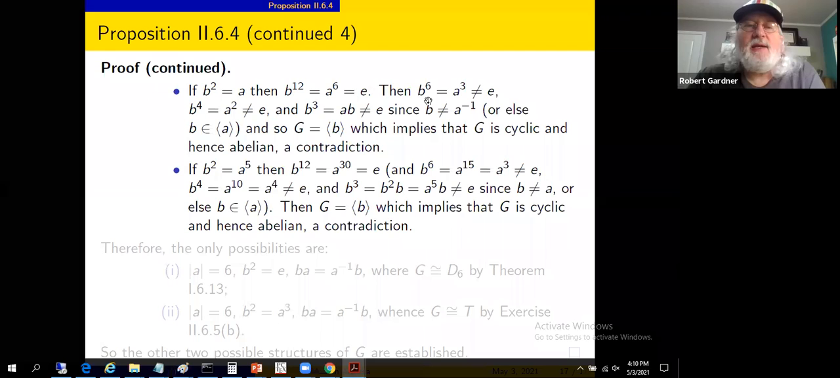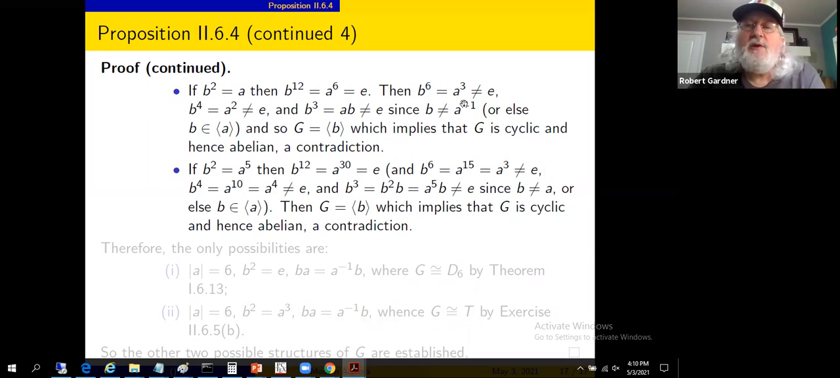What about B to the 6? Well, we can cube both sides here. We know B to the 6 equals A cubed. That's not the identity because A is an element of order 6. How about B to the 4th? We'll square both sides. B to the fourth is A squared. That's not the identity because A is an element of order 6. B cubed.